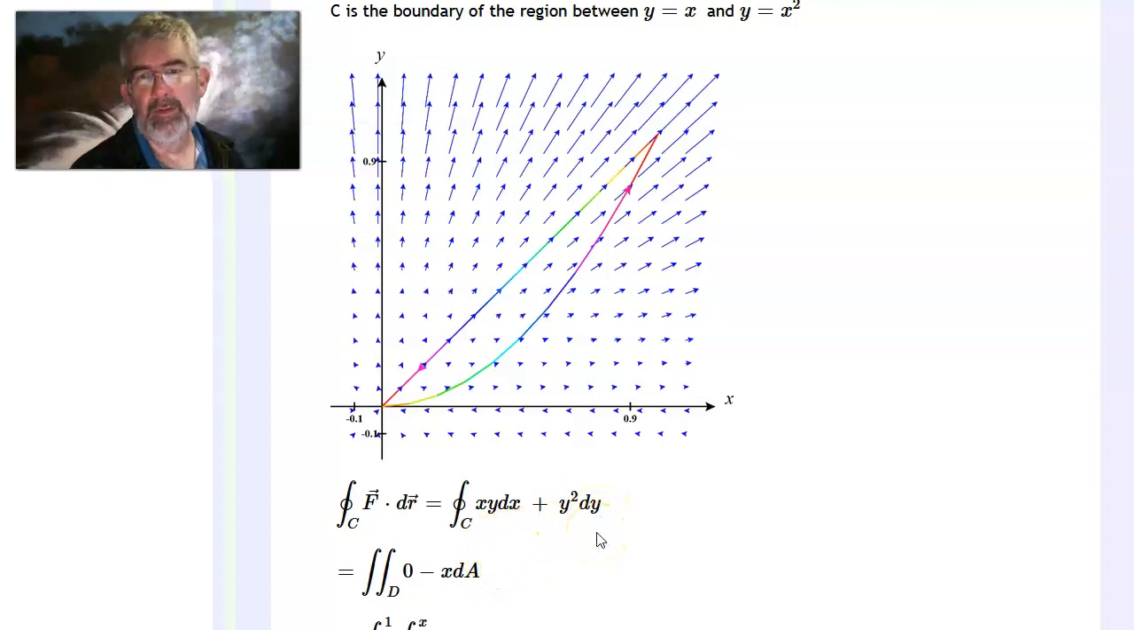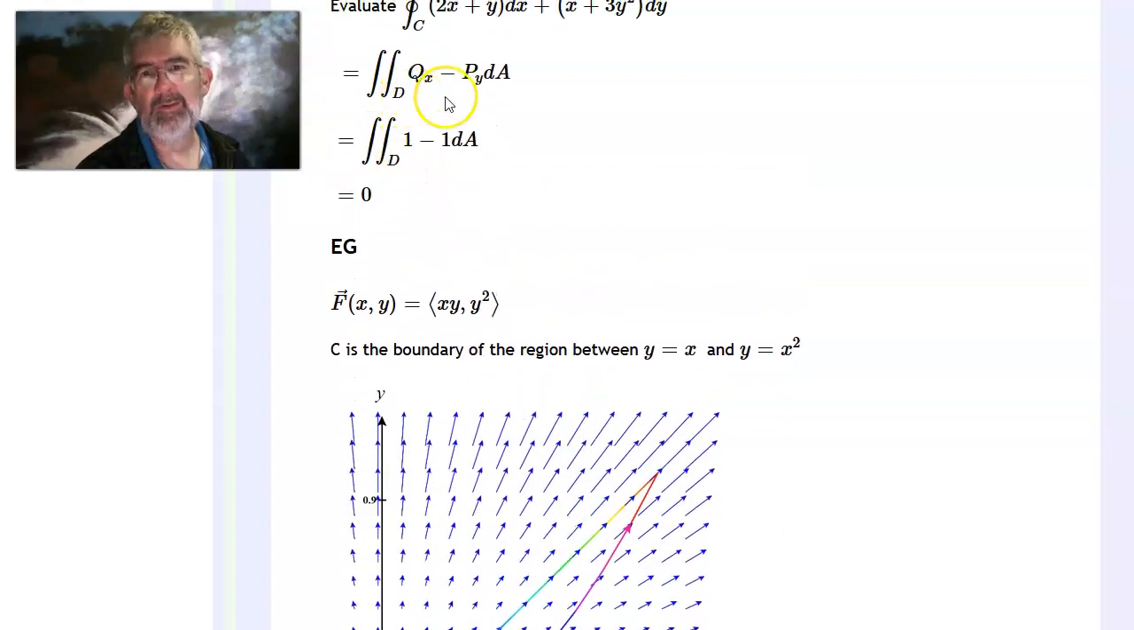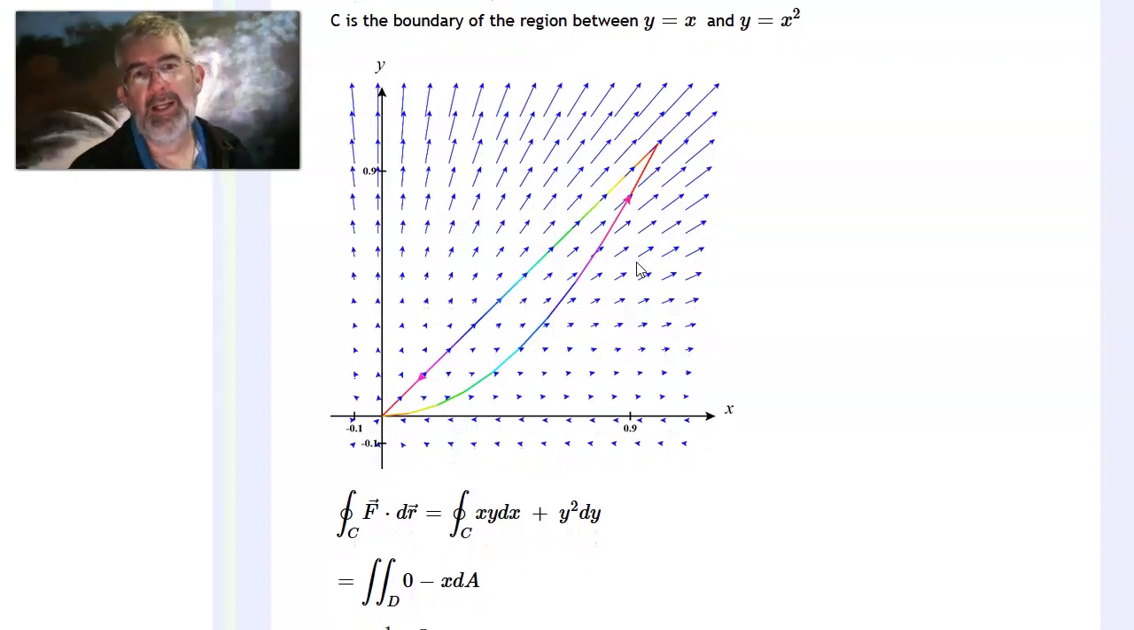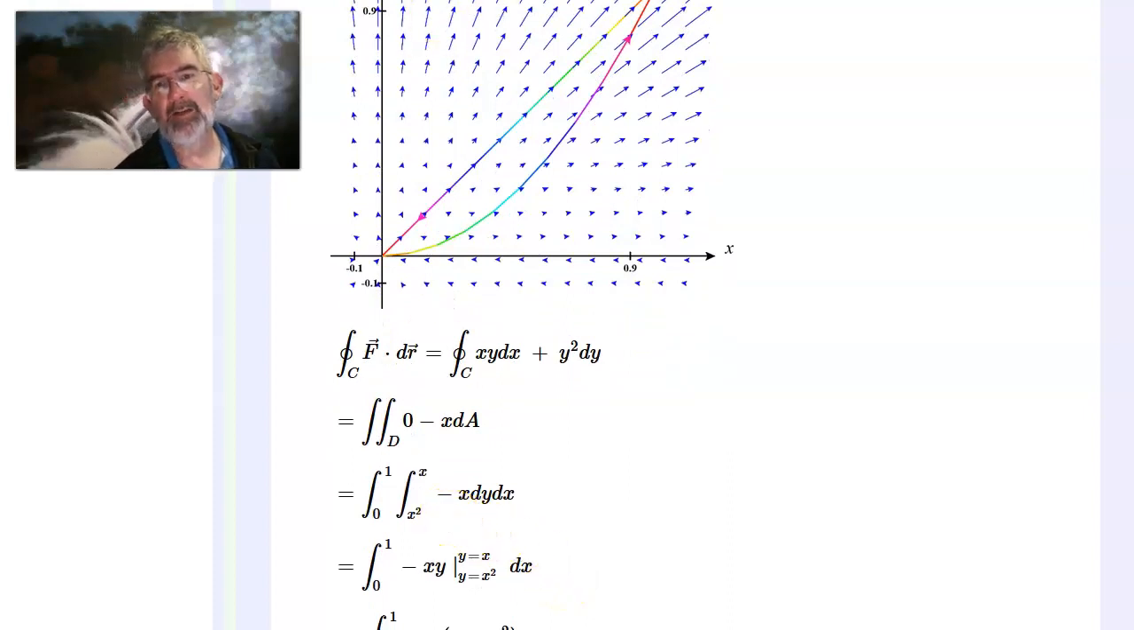And now I'm going to use Green's theorem, so I'm going to take the partial of q with respect to x. I've got to make sure I do it in the right order, right? Always, it's q with respect to x minus p with respect to y. If I do it in the wrong order, I'm going to get the negative of the answer I should get. So q with respect to x is 0. p with respect to y is just x. So 0 minus x is negative x. So I'm integrating negative x over this region.